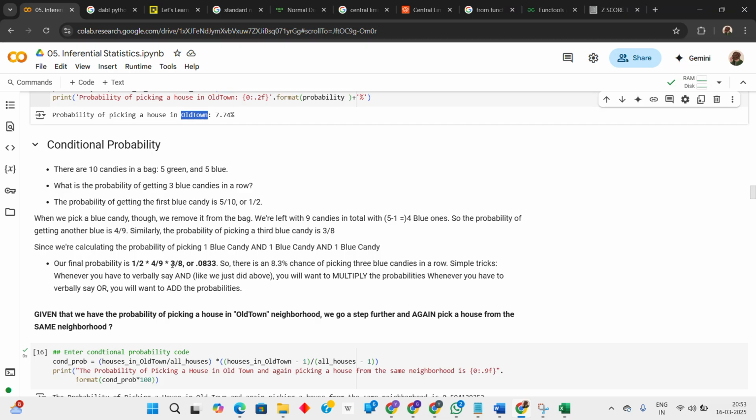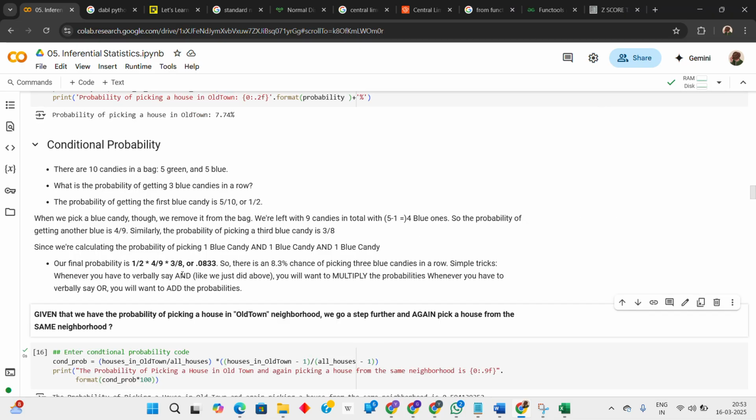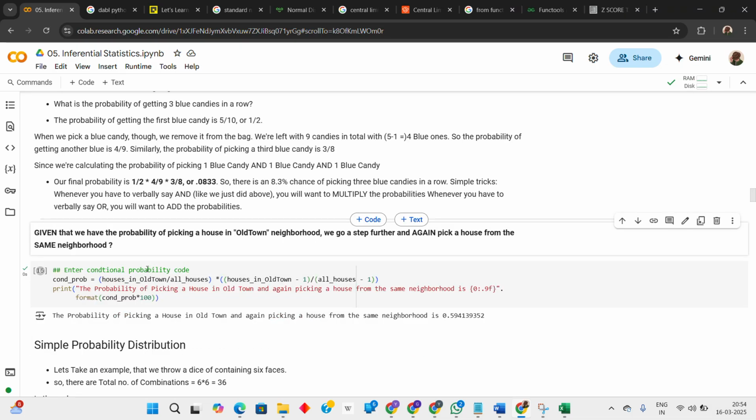So here you have to understand, whenever you are doing an AND operation, simply AND operation means you have to multiply the probabilities. If you are doing OR, then OR means this or this, either green or blue. Such type of things, you have to use OR means addition. You have to add the probabilities. These things are basic things actually. These are called conditional probabilities.